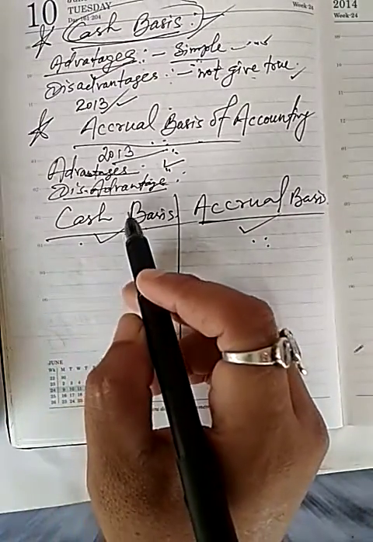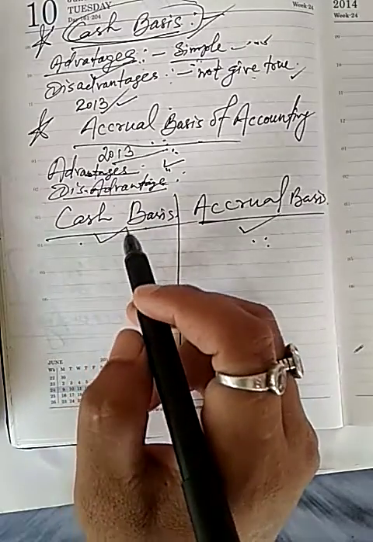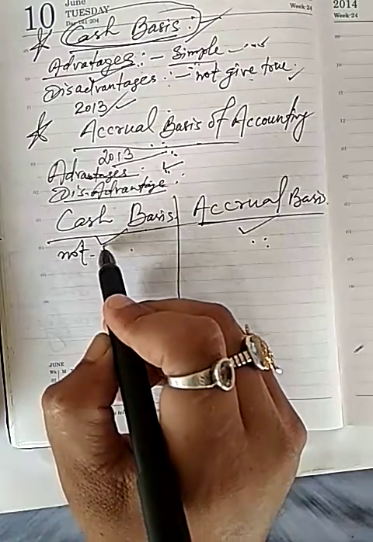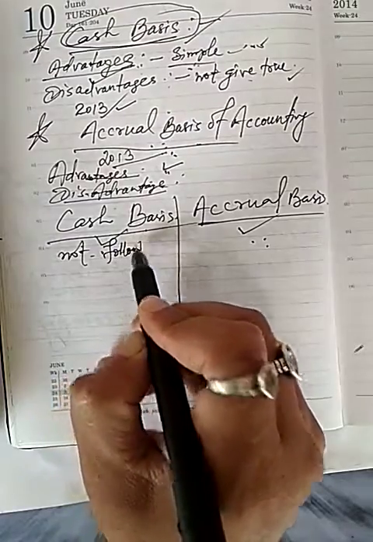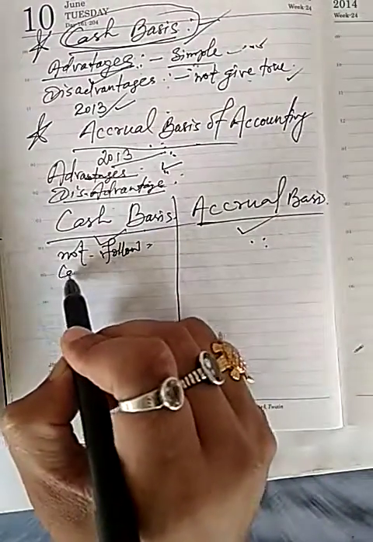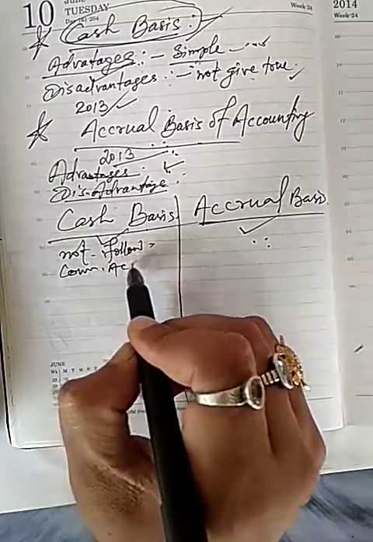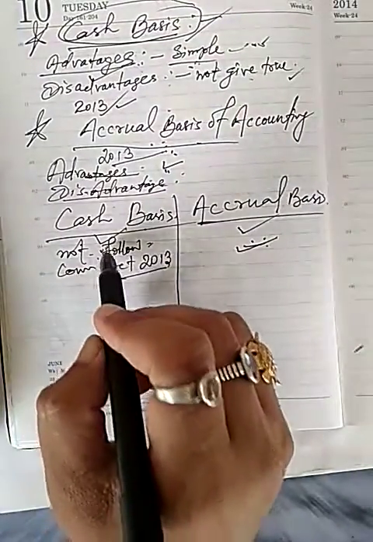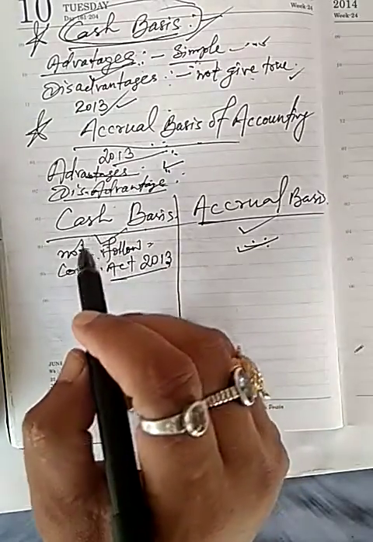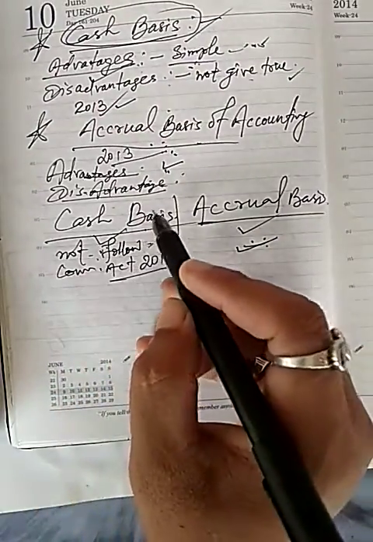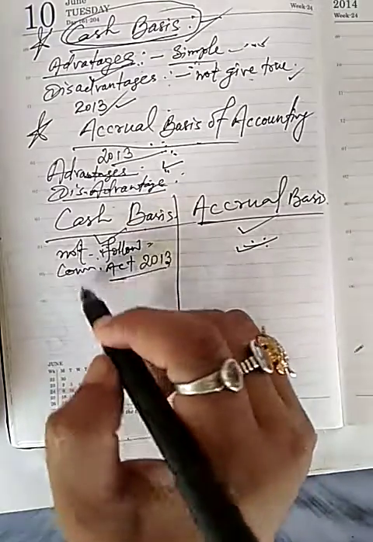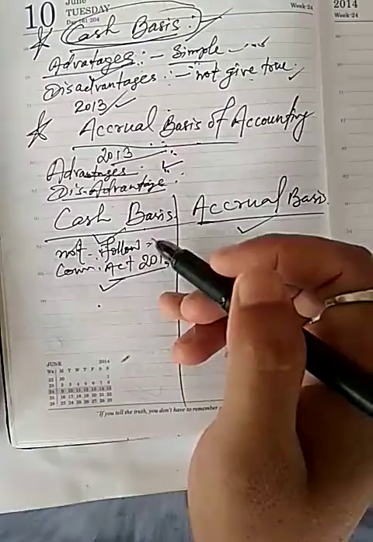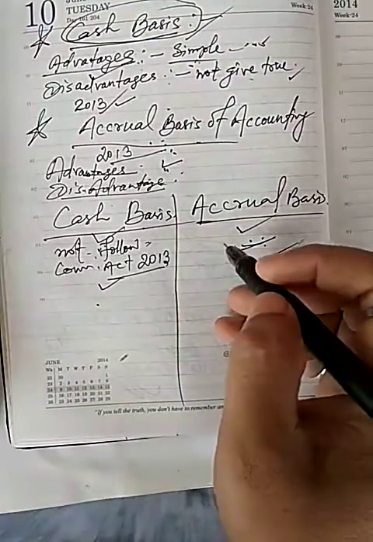Third point, cash basis does not follow the rule of the Companies Act 2013, but accrual basis does. Cash basis does not follow the matching concept, but accrual basis follows the matching concept.